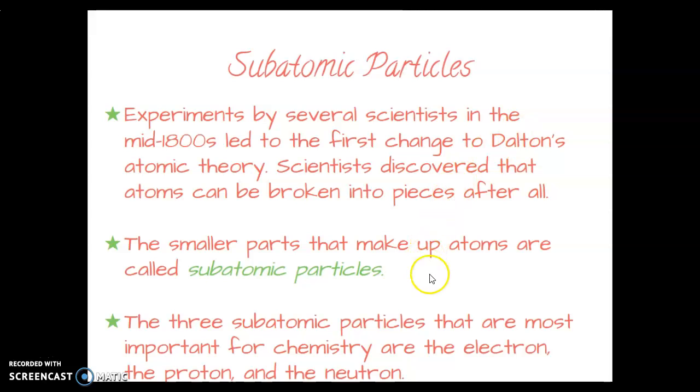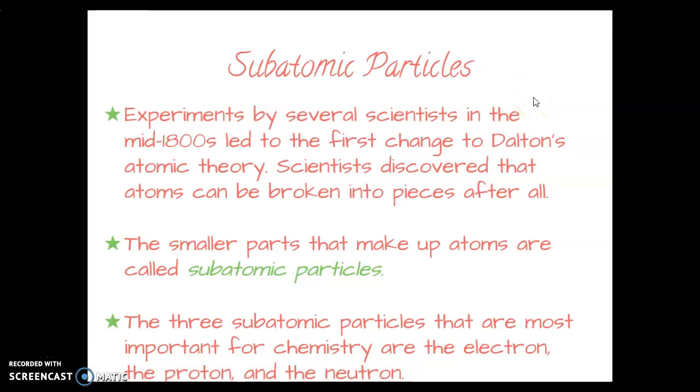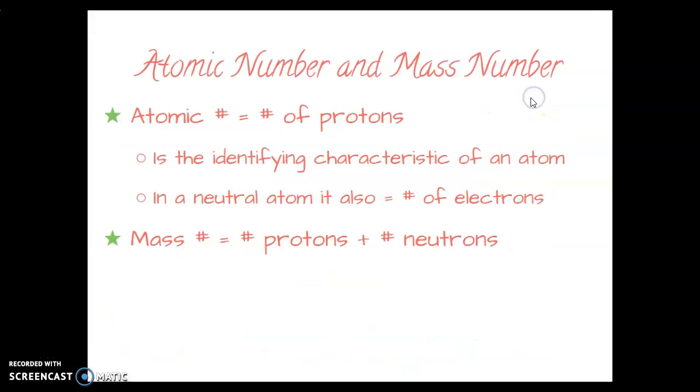The smaller parts that make up atoms are called subatomic particles. The three most important ones we're going to talk about are the electron, the proton, and the neutron. The atomic number is equal to the number of protons. That number doesn't change; it's an identifying characteristic of an atom. In a neutral atom, it also equals the number of electrons.